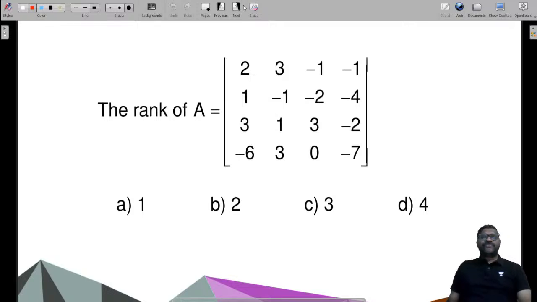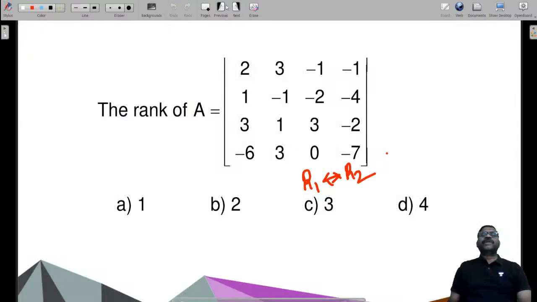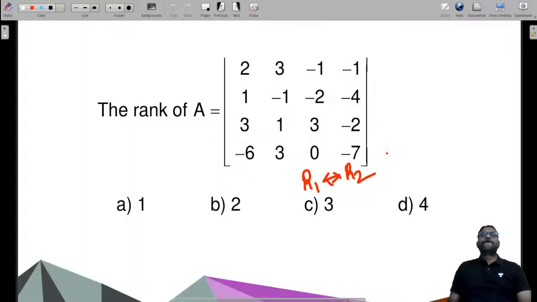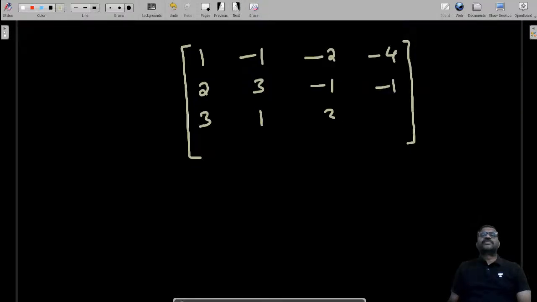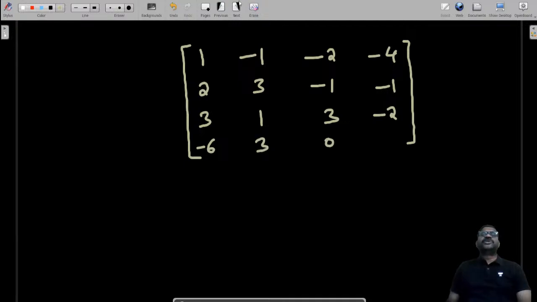What is the rank of the given 4 cross 4 matrix? Do one thing. First, I am interchanging R1 and R2, just for convenience. Okay? 1 minus 1 minus 2 minus 4. Next, 2 3 minus 1 minus 1. 3 1 3 minus 2. Minus 6, 3 0 minus 7.